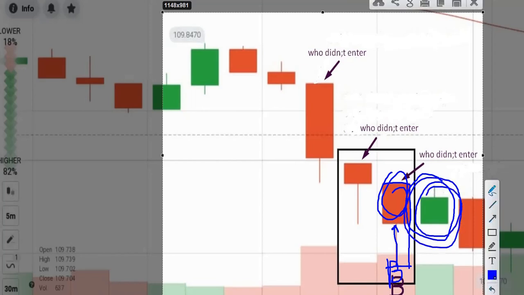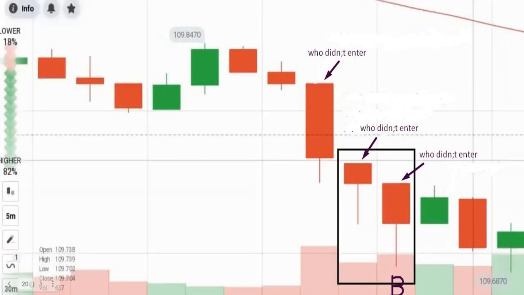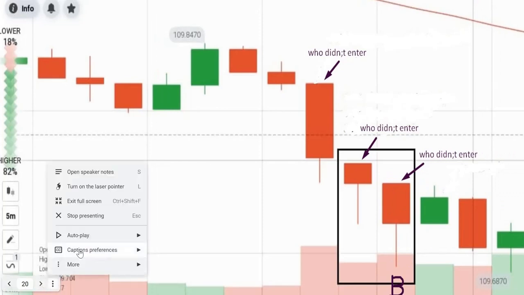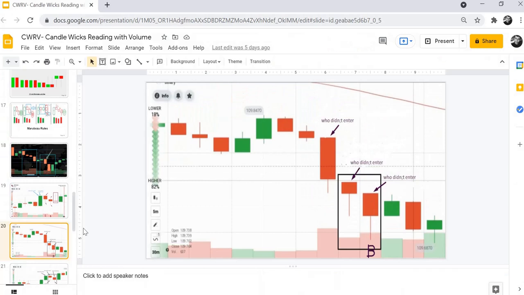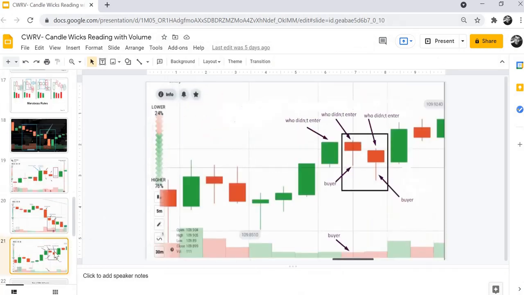Okay. By using this way, we will analyze every Marubozu candle. Okay, this is the Marubozu rule.